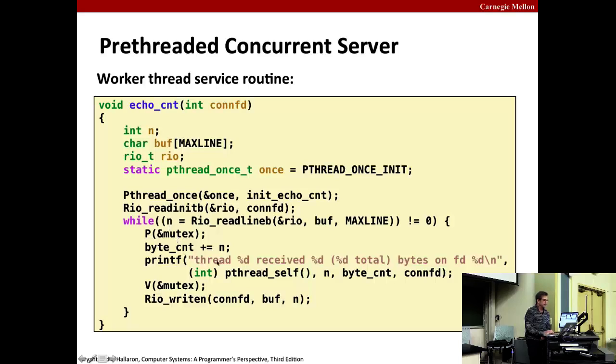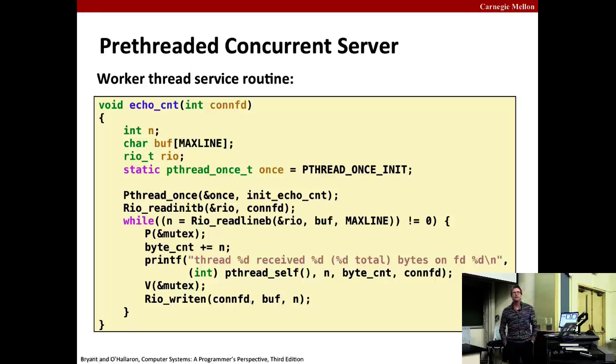And then we print a little message just to keep track of our running total. And then we release the mutex on the global byte count variable, and then we echo that line back to the client. Okay. So any questions about that?